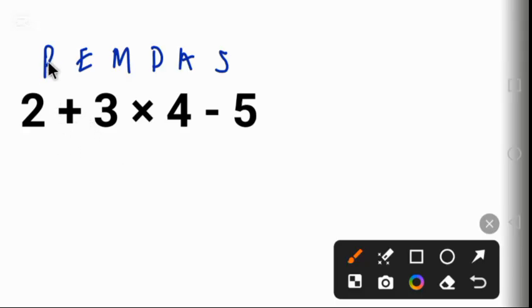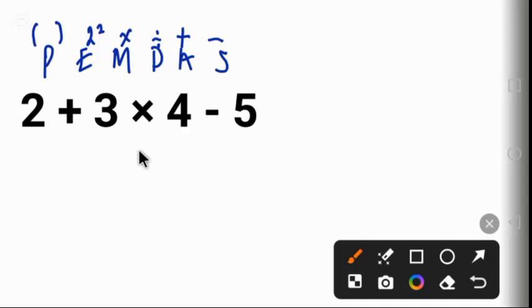Here, the P stands for parenthesis, which means bracket. So we are going to solve the one in bracket first before you solve the E, which is exponent, something like 2 square. And after that, you will solve multiplication and division, working from left to right. And finally, we are going to solve addition and subtraction, working from left to right. Having said that, let's apply the rules.